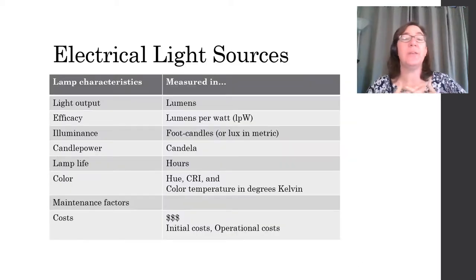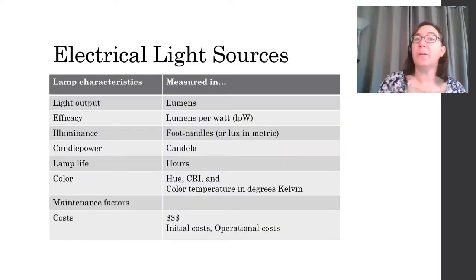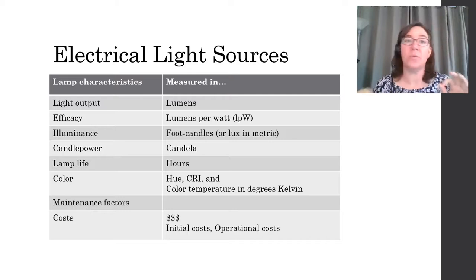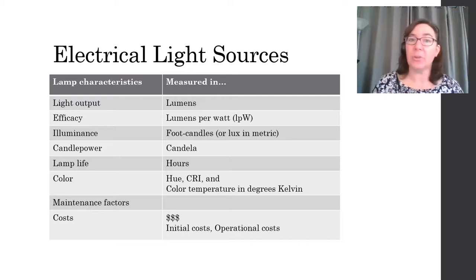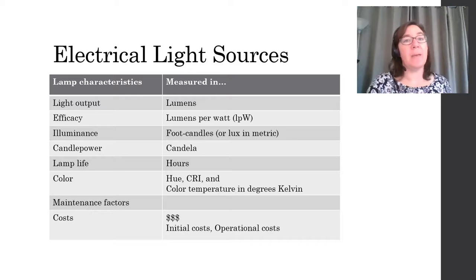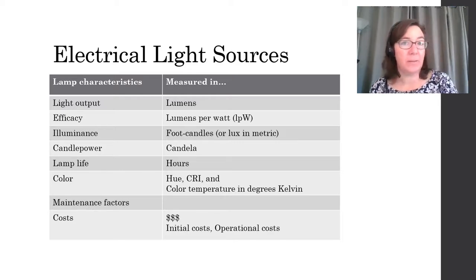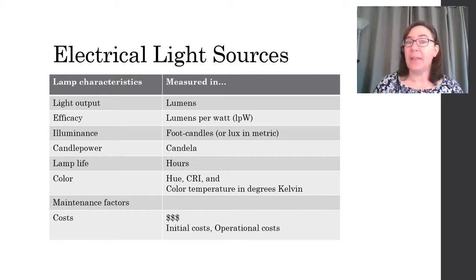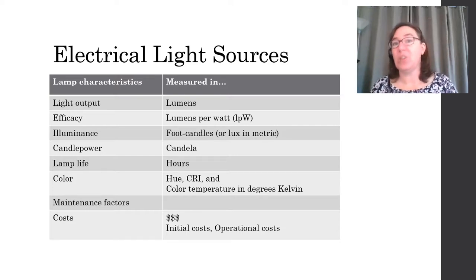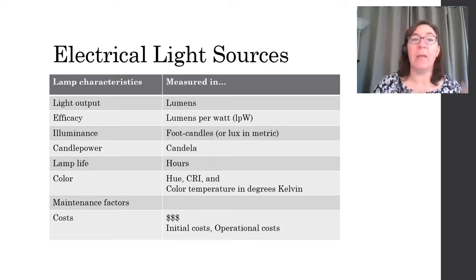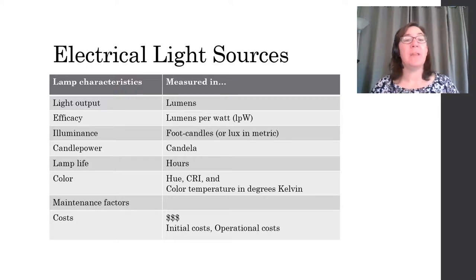Now, when you're choosing your lamps and your luminaires, there are some characteristics that you would look at to make your selection. One of them is light output, and that's measured in lumens. We're going to talk about that in a second. Another one is efficacy. That's an odd word. It means very much the same thing as efficiency, but it's a special word, efficacy. Go ahead and say it right now, efficacy. It's measured in lumens per watt.